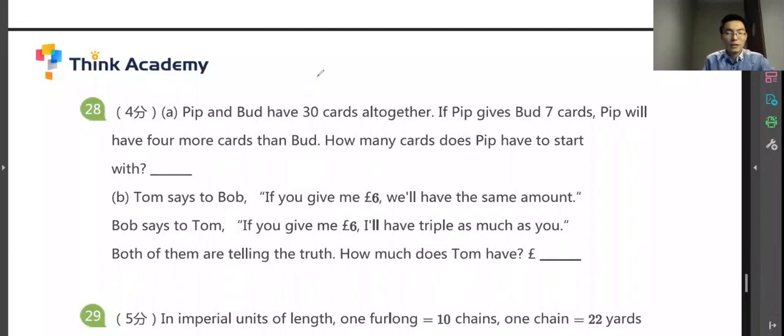Okay, welcome back. Let's look at question number 28, part A. Pip and Bud have 30 cards altogether. If Pip gives Bud 7 cards, Pip will have 4 more cards than Bud. How many cards does Pip have to start with?